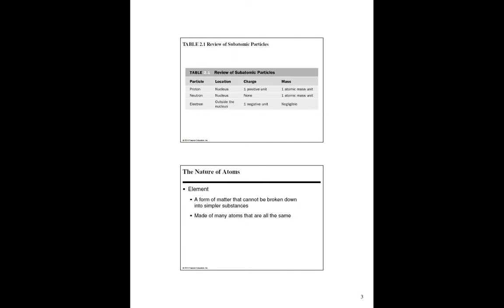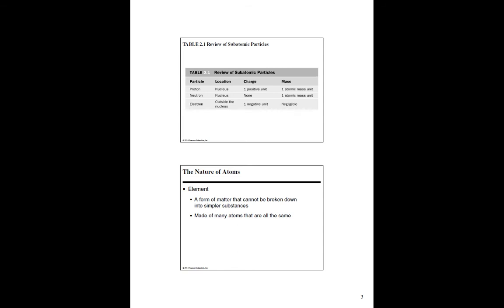So if we look at the three particles, again we said protons and neutrons are found inside the nucleus, and electrons are found in orbitals or energy shells outside the nucleus, and they're constantly moving around outside that nucleus. And we know that protons have a positive charge, so they have a +1 charge, and electrons have a -1 charge. So these opposite charges attract one another, and that's what holds the atom together, the attraction of the protons to the electrons. And neutrons have no charge, so they don't contribute to bonding, but they do contribute to mass because they have a mass of 1 atomic unit.